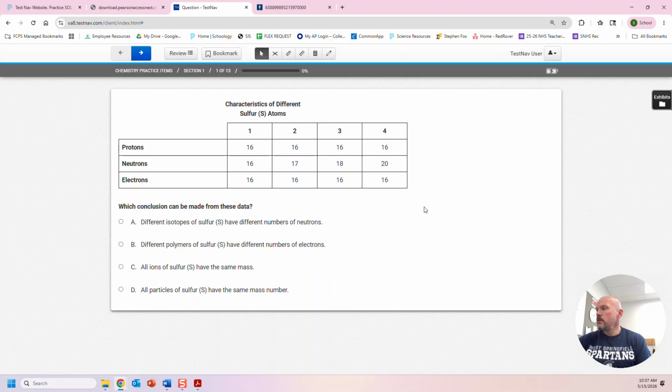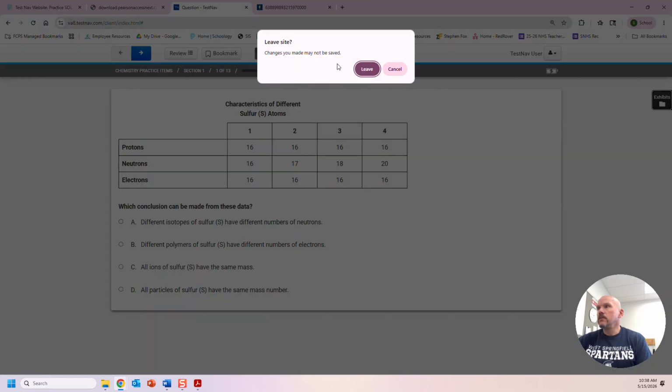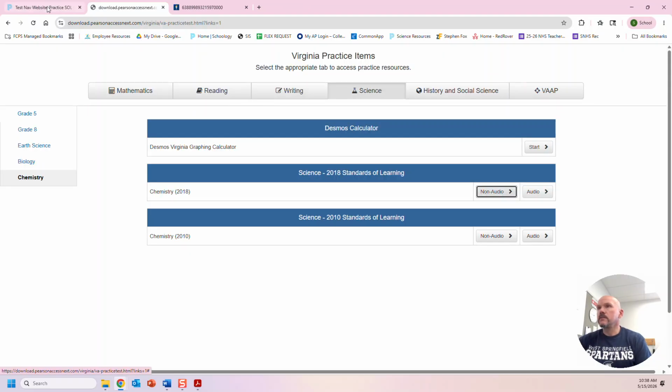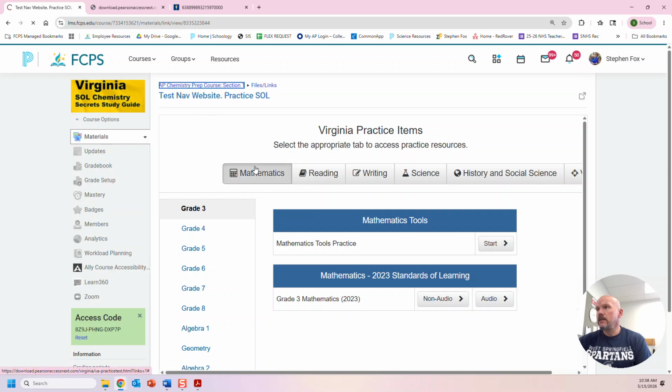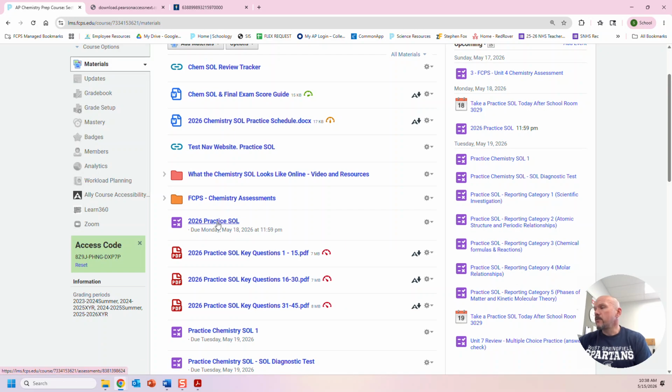So get used to the way the SOL is going to look. But the practice Schoology SOLs that I've posted are good practice for the type of content and the type of questions you're going to see. But you really want to get used to the style that it's going to show up in TestNav, so make sure you check that out. And in this video, if we go back to the practice SOL, I'm hoping to get through practice questions 1 through 10.